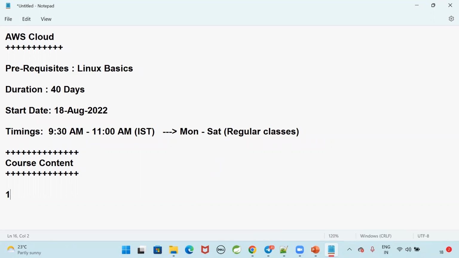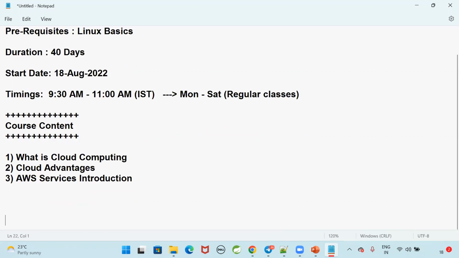In this AWS course, what are we going to learn? We are going to start with what is cloud computing, cloud advantages, AWS services introduction, regions and availability zones in AWS, and data centers.